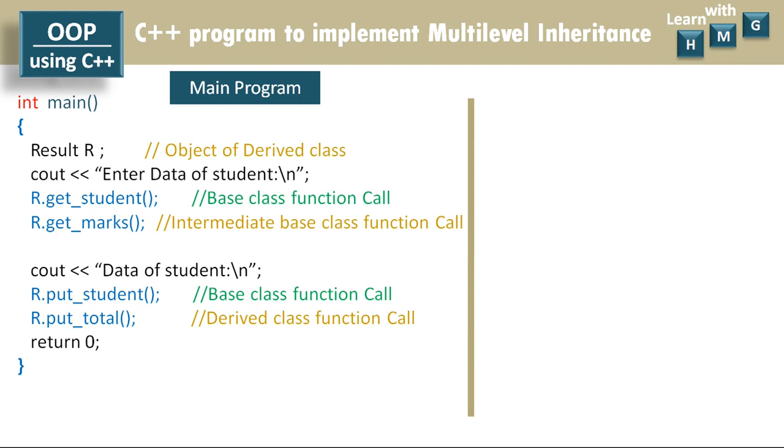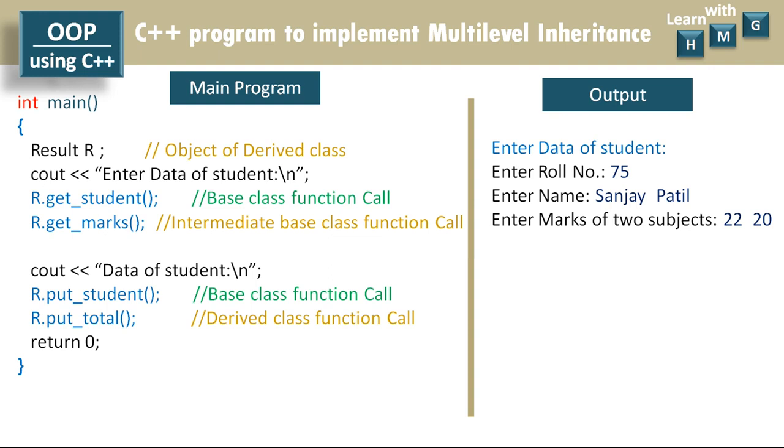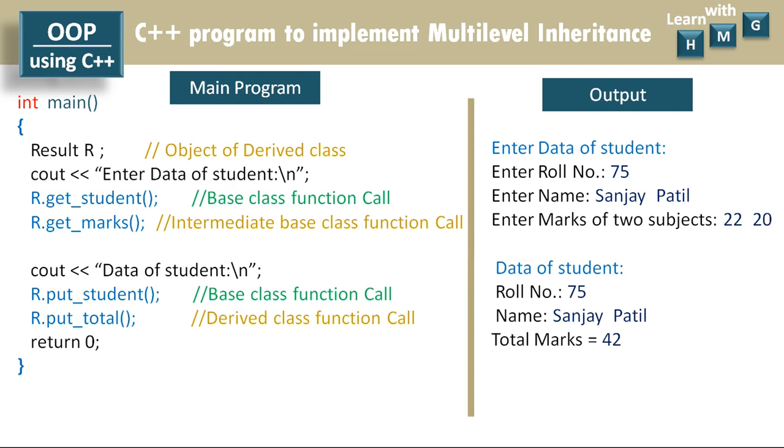Let us go for output. What output will be displayed? So first of all it will display the message enter data of student. Then it will accept the roll number, let us say 75. Then it will accept name of student, let us say Sanjay Patil. Then it will accept marks of two subjects, let us say 22 and 20. Then it will display the data of student as an output, roll number 75, name Sanjay Patil, and total marks 42. So like this we have implemented multi-level inheritance using private mode, protected mode, and public mode.